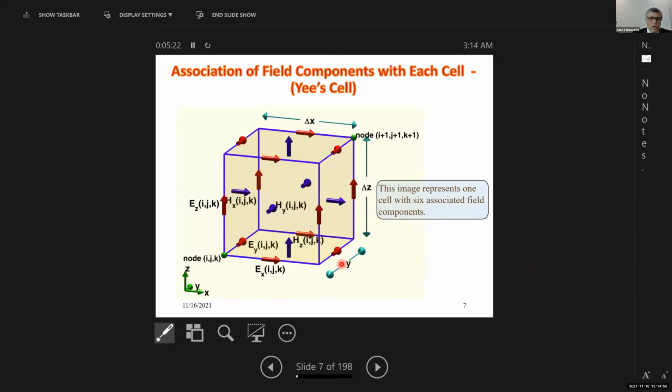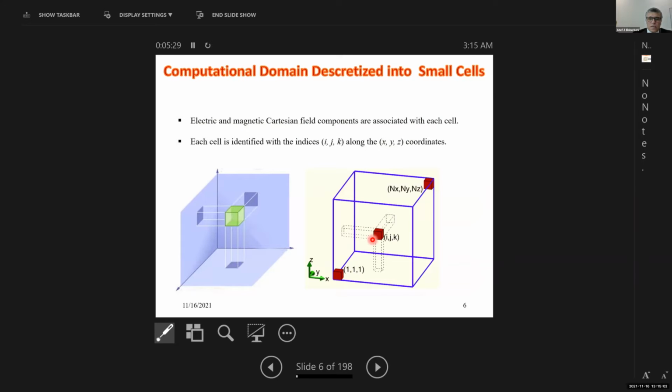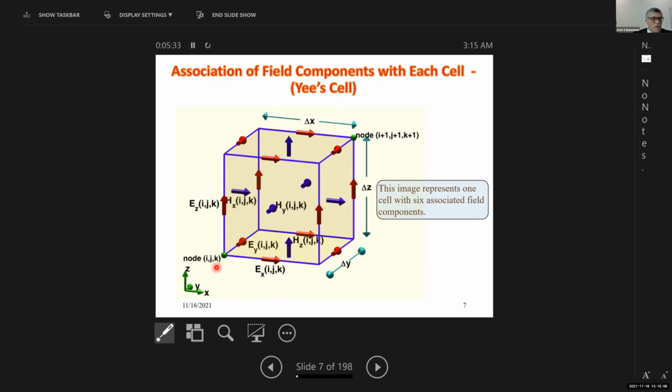Okay, where do we locate the field components relative to the cell itself? A cell like this, we are going to look at the lower left corner, and that corner we are going to identify with the coordinates of the cell itself, IJK. And then any edge of the cell that connects to this node is going to have in its middle the electric field component. So this edge and this edge and this edge, they all contain the Ex, Ey, Ez.